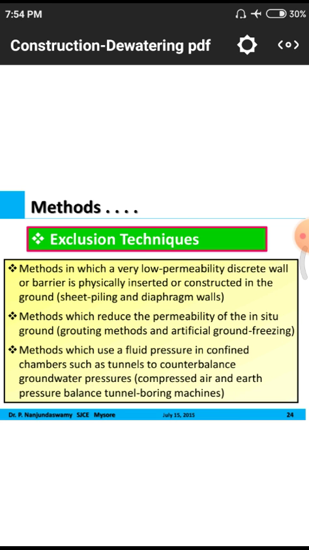Next one, methods which reduce the permeability of in situ ground. That means grouting and artificial ground freezing. Here we have two techniques. The first one is the grouting method. Normally the term grouting is associated with concrete technology. That means in the last chapters of concrete technology we studied these grouting methods.